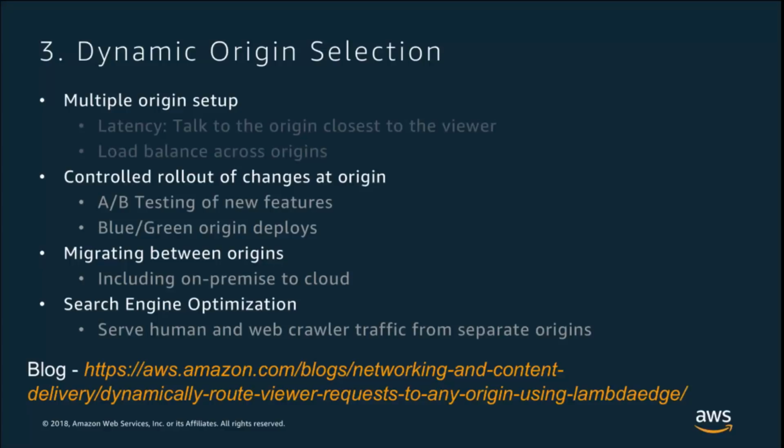Another example is doing things like controlled deployments, or A/B testing or blue-green deployments. We'll take a look at an example shortly. Or migrating between origins, so maybe you're migrating from your on-premises to the cloud, and you want to have certain objects served from your on-premises data center, and a few objects served from the cloud, and so you can use dynamic origin selection to route the request to the appropriate origin. And the last one here is search engine optimization. Again, I have an example on that, and we'll take a look at that in a bit.